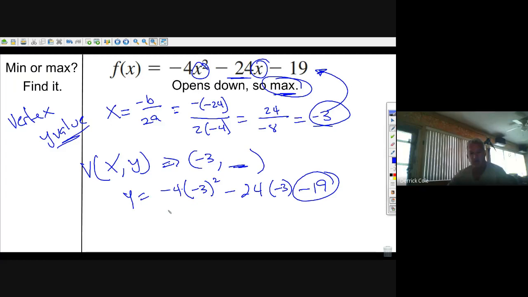Okay, there's y equals, okay, negative 3 squared is 9. 9 times negative 4 is negative 36. I'm going to do all that in one step. All right, negative times a negative is a positive. 3 times 24 is 72.